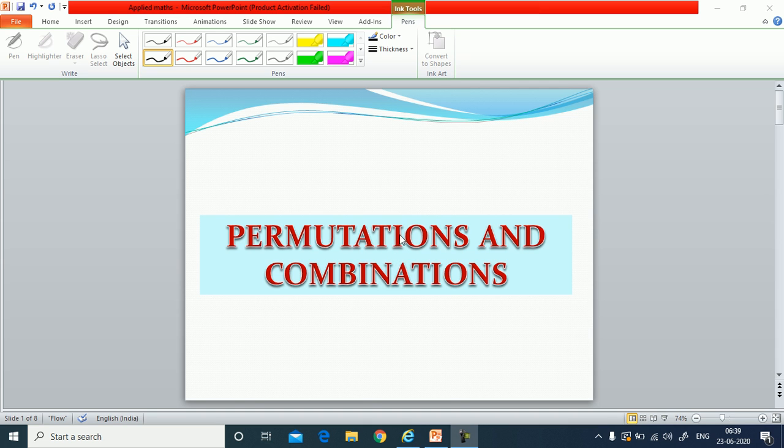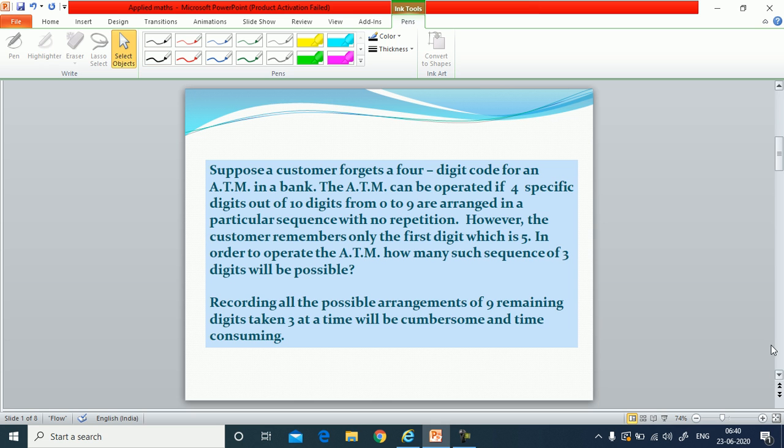Welcome, children. In this session, we are starting with a new topic, permutations and combinations. Let us go through a situation and then try to explore what can be a simple solution towards it. What can make our work easy.